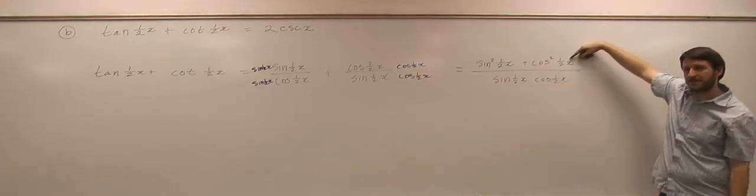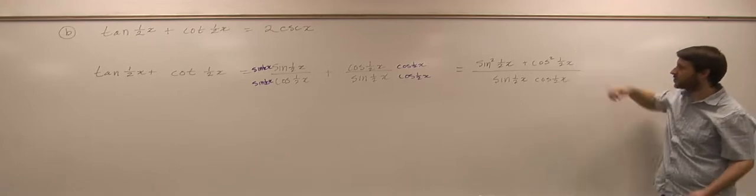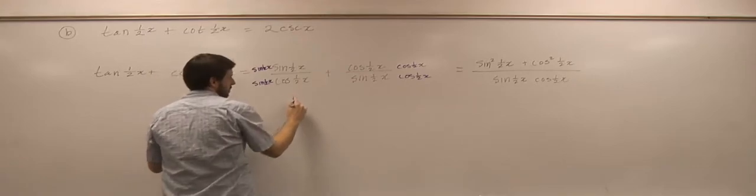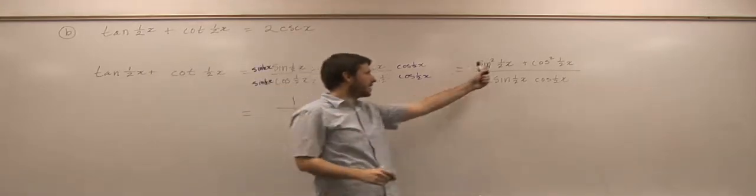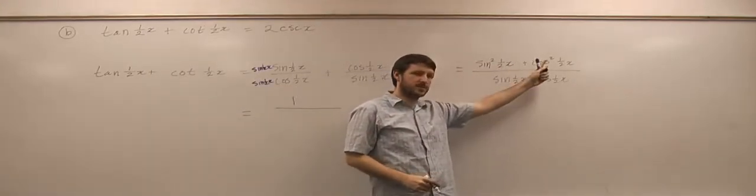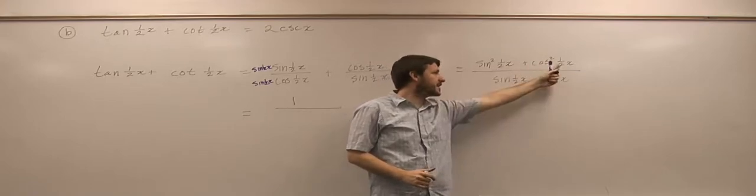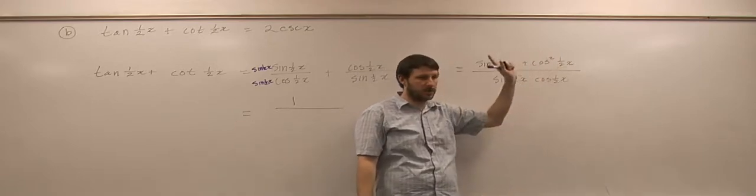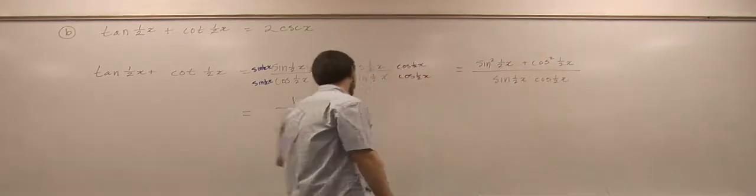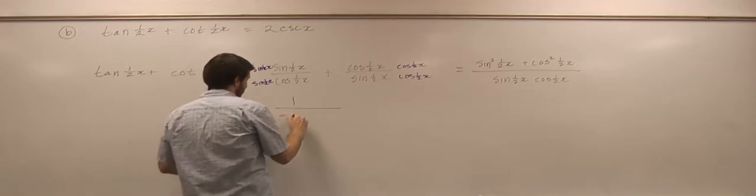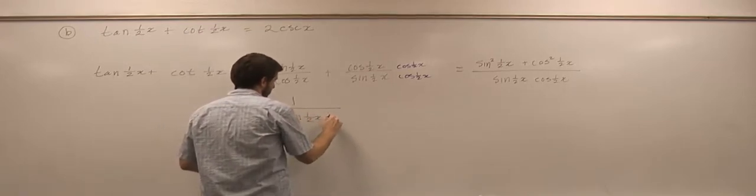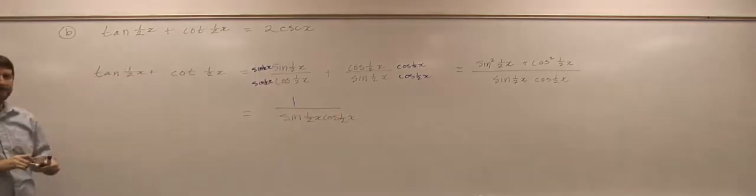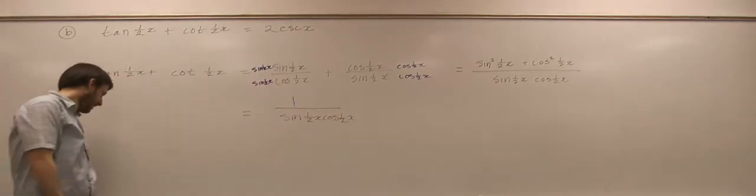What happened to the top? It's 1, right? Sine squared plus cos squared is 1. Does it matter that it's 1/2 x here? Put in sine squared plus cos squared? No, you can put anything in here as long as it matches. Sine squared of goat plus cos squared of goat will be 1, as long as these match. Okay.